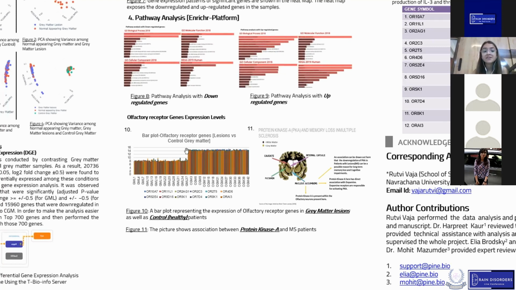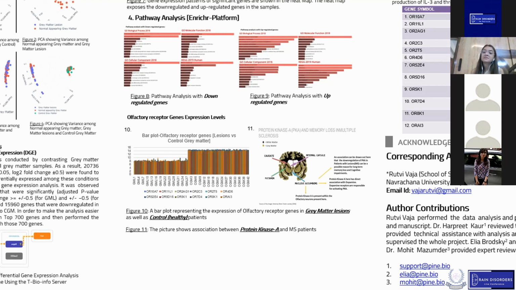In my figure number 10, you can see a bar plot of those downregulated olfactory receptor gene levels along with the control samples, and it is very evident that olfactory receptor gene levels are significantly downregulated in multiple sclerosis patients when compared to normal healthy individuals. This gives us a thumbs up that multiple sclerosis patients suffer from an olfactory dysfunction pathway, which was already mentioned in the literature review. But what was not mentioned in already studied research were the 12 genes that we found that were responsible for the olfactory dysfunction.